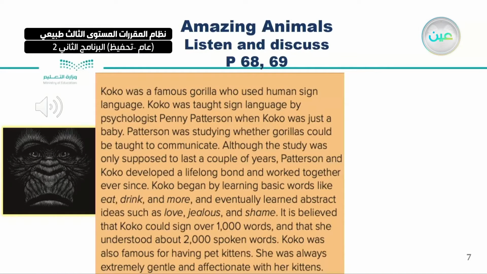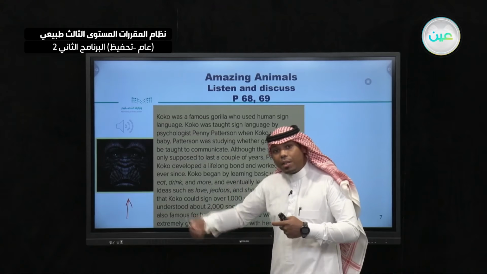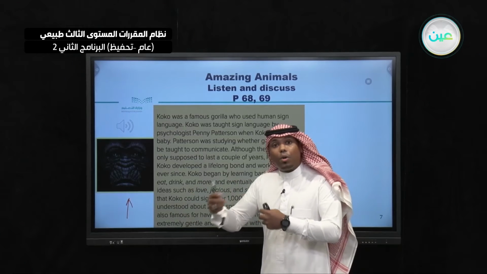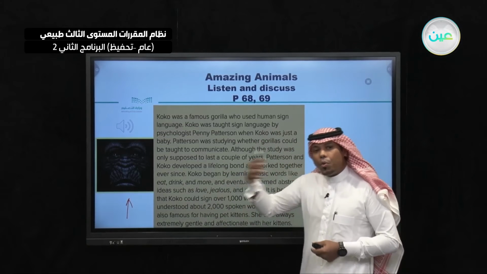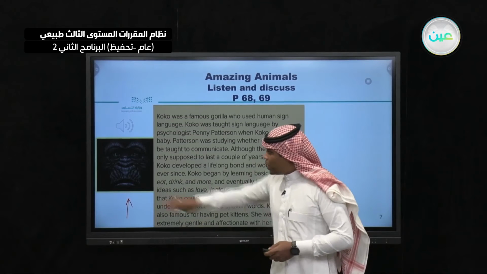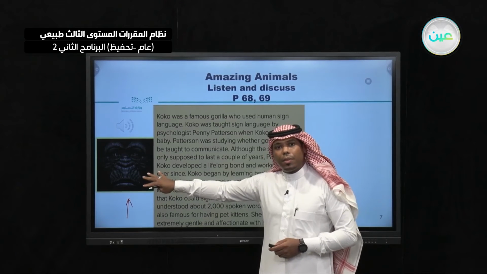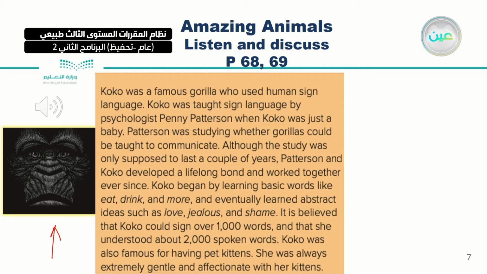This is called a gorilla. When you see this picture, you can see another creature, and it communicates in some way. Inshallah, we are going to read about this one. What's the name of this gorilla? Its name is Coco. I'm talking about this one.